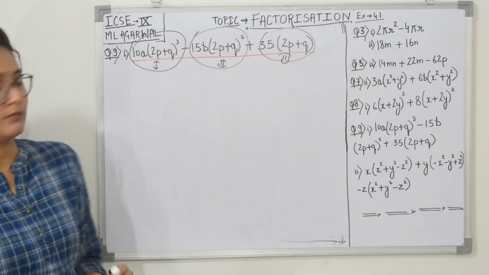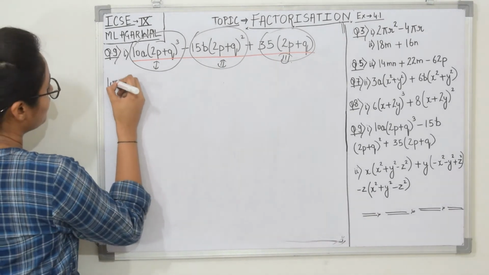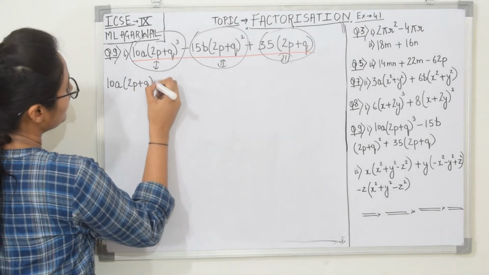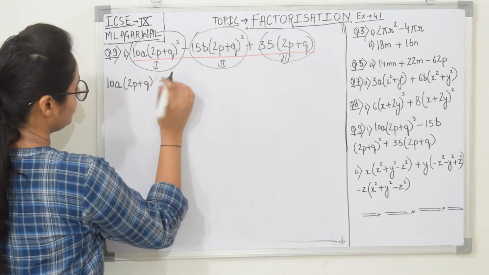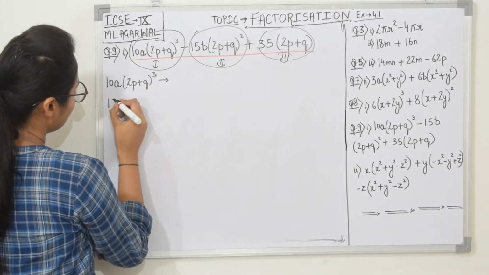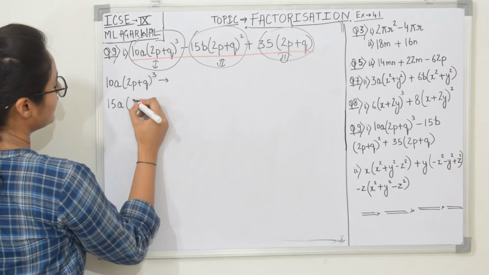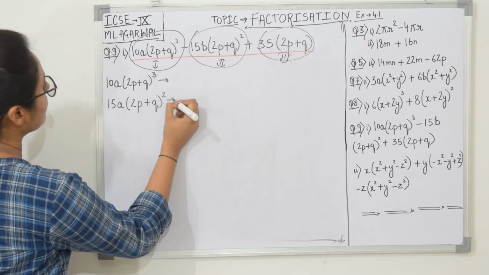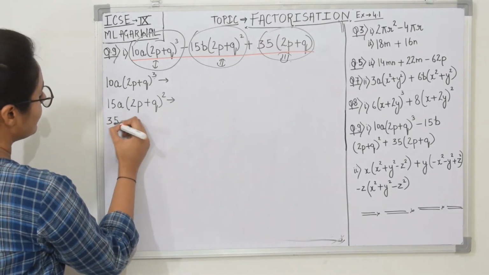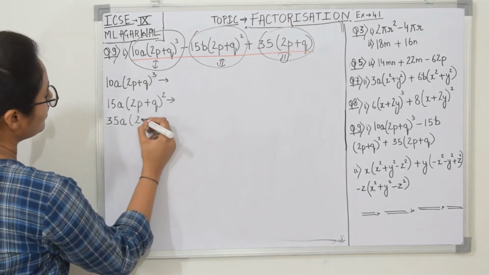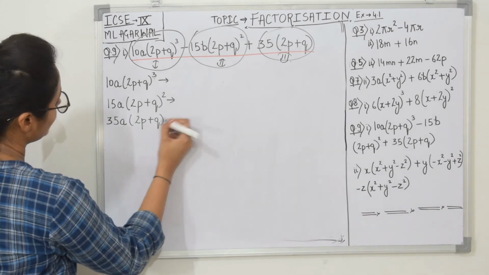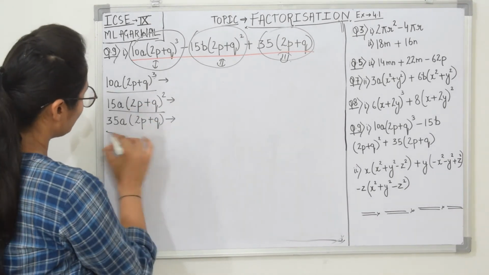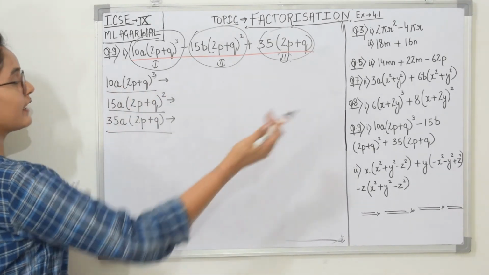Okay, now see, talking about the first term, we are having 10a(2p + q) whole cube. Now second term, we are having 15a(2p + q) whole square. Third term, we are having 35a(2p + q). Okay, now just factorize them simply. Follow the simple thing. First this part, then the second part.